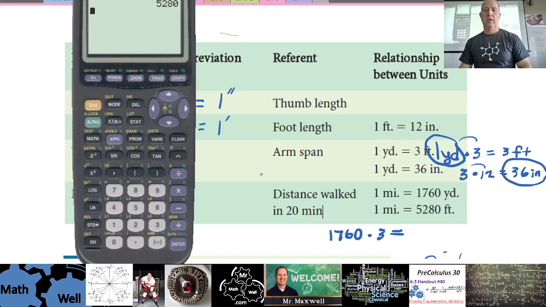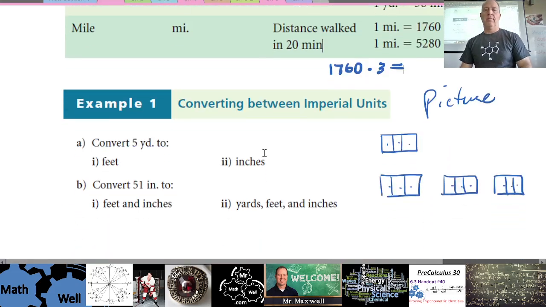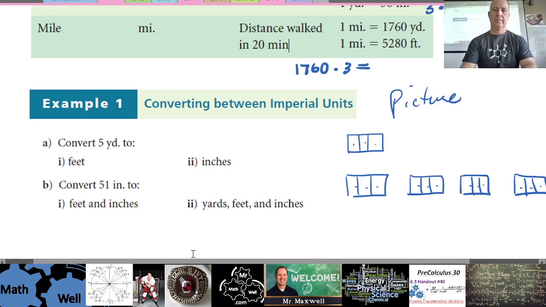Okay? All right, I'm going to go answer that phone, but I want you to see if you can do example 1A. Go ahead and do that while I take the phone.